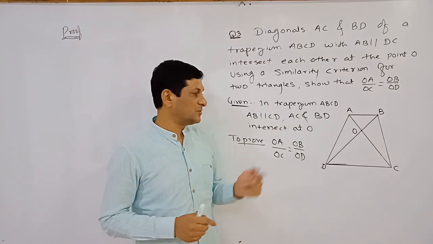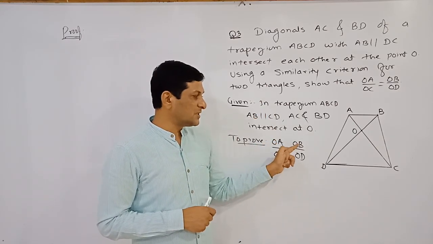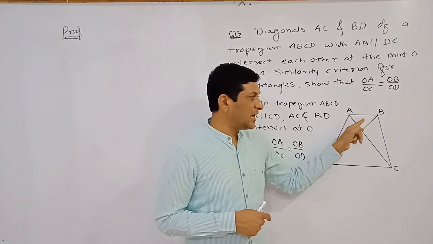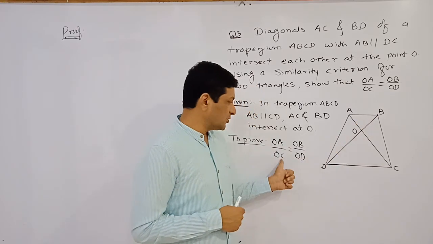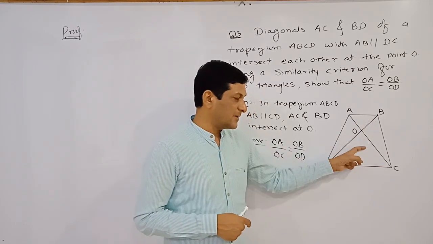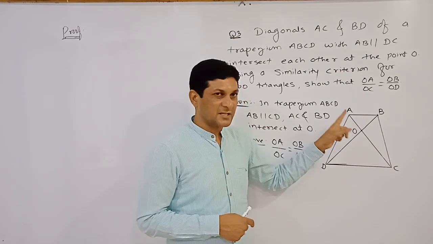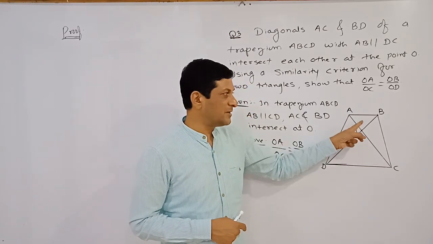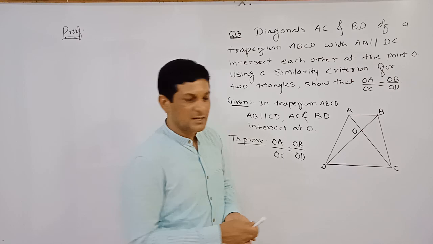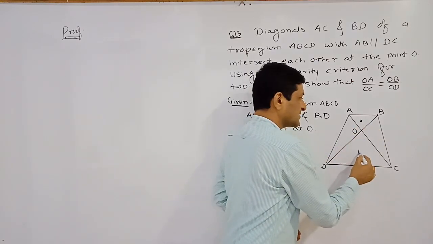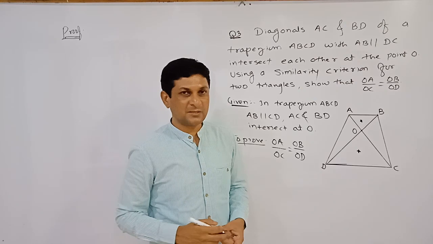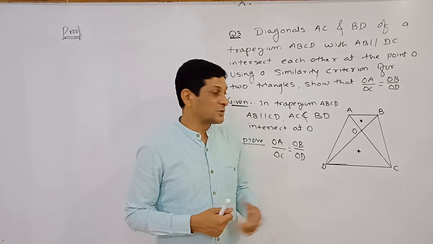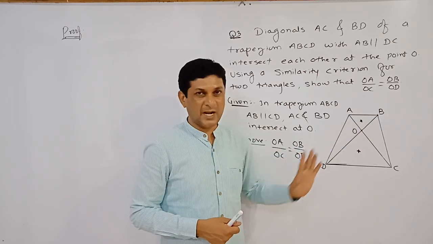Using these given conditions, we have to show that OA upon OC is equal to OB upon OD. If you observe the numerators, OA and OB are sides of this triangle, and OC and OD are the sides of this triangle. Means if we are able to show that triangles AOB and COD are similar to each other, we will get our required result that corresponding sides are in what? Proportion. Means to get our required result, we have to show that these two triangles are similar.